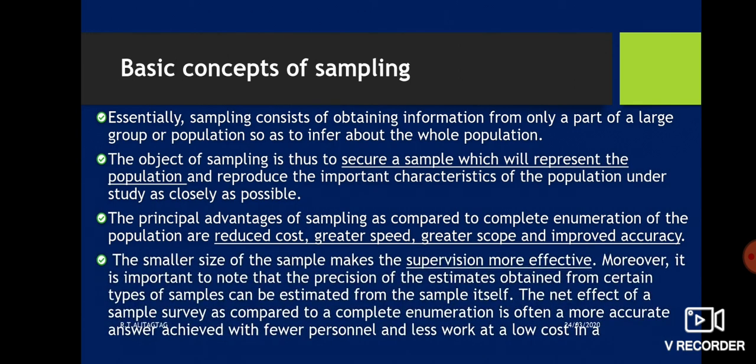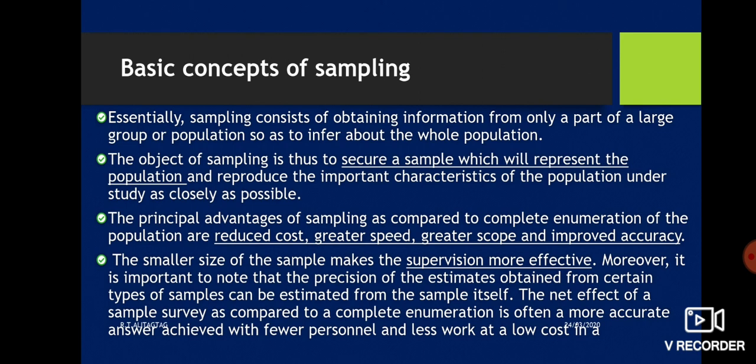Number 4, the smaller size of the sample makes the supervision more effective. Imagine facilitating a 10-page questionnaire for 100 people. It's going to be chaotic and sometimes nakaka-nervous siya. It gives you anxiety as a researcher and as a facilitator. Whereas, if you're just going to facilitate a questionnaire for 30 people, it would give you comfort, ease, and also authority when talking with them.